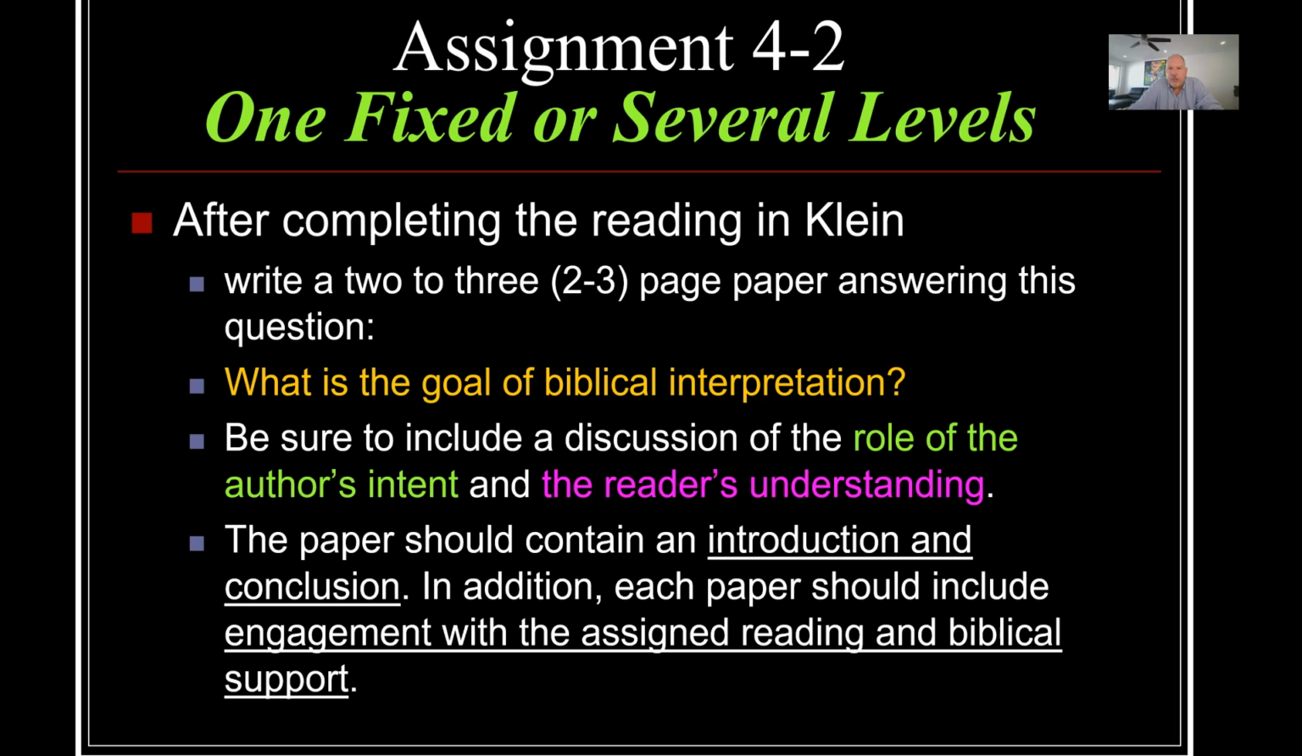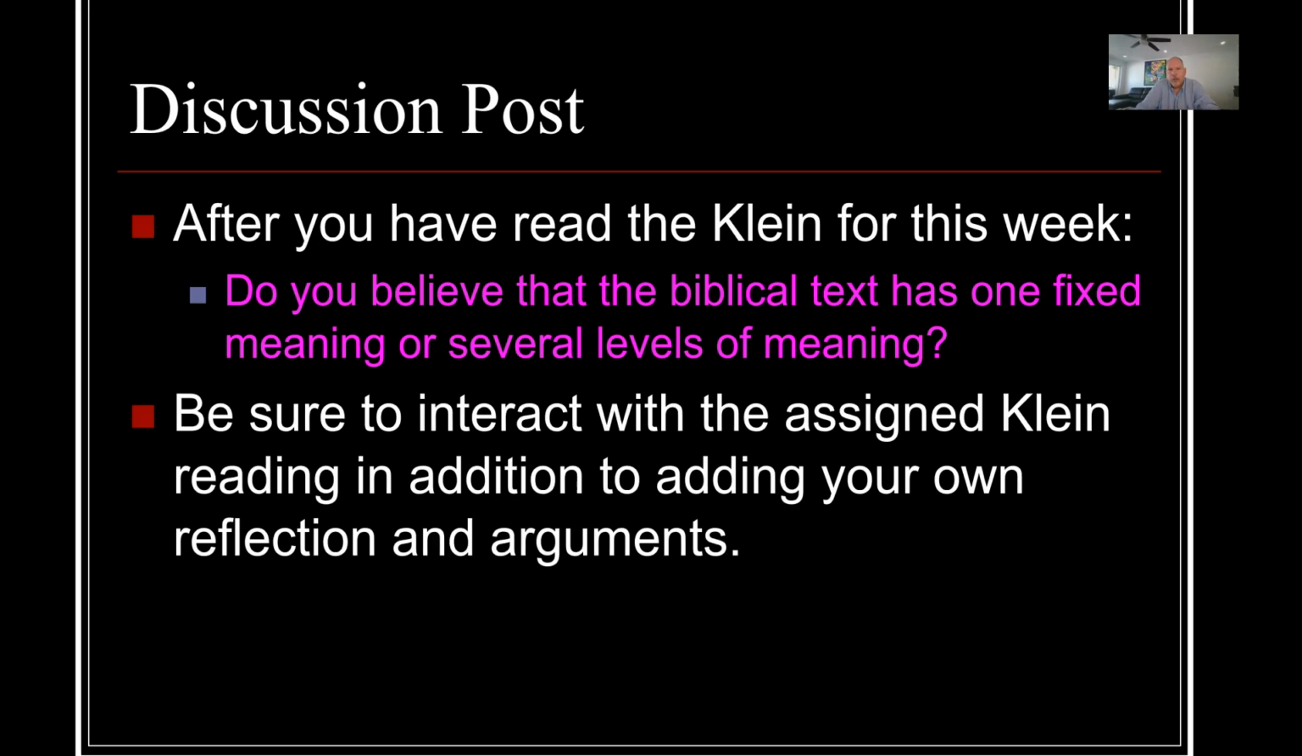So the paper should contain an introduction and a conclusion. In addition, each paper should include engagement with the assigned reading, biblical support, and I would add here outside research. Then, based upon your paper, you're to write a discussion post. I know many of you will do this backwards, doing your discussion post and then your paper, but at least you should have done the thought process involved in your paper first. After you have read Klein for this week, do you believe that the biblical text has one fixed meaning or several levels of meaning? Essentially, you're taking the core of your longer paper and writing your thesis in a page, 250 to 300 words, as a discussion post for others to review and comment.